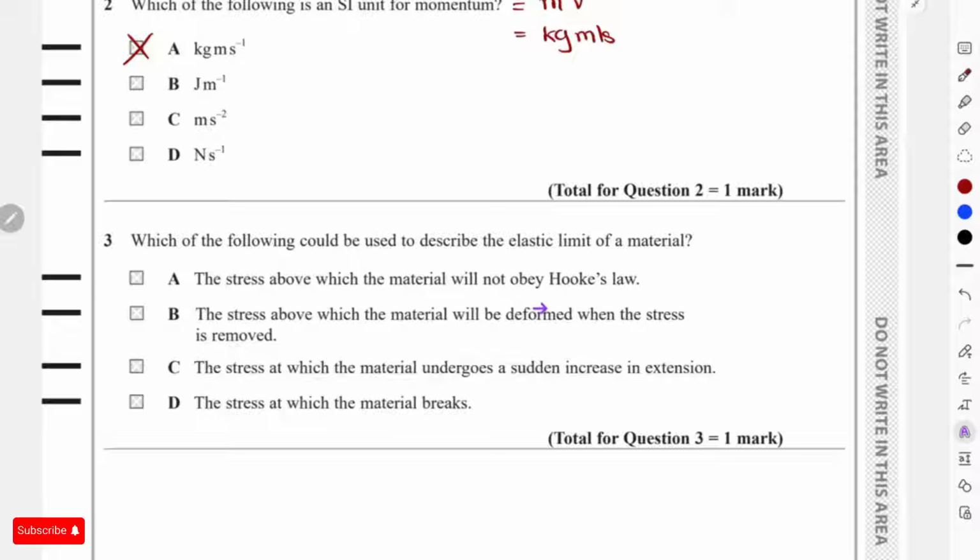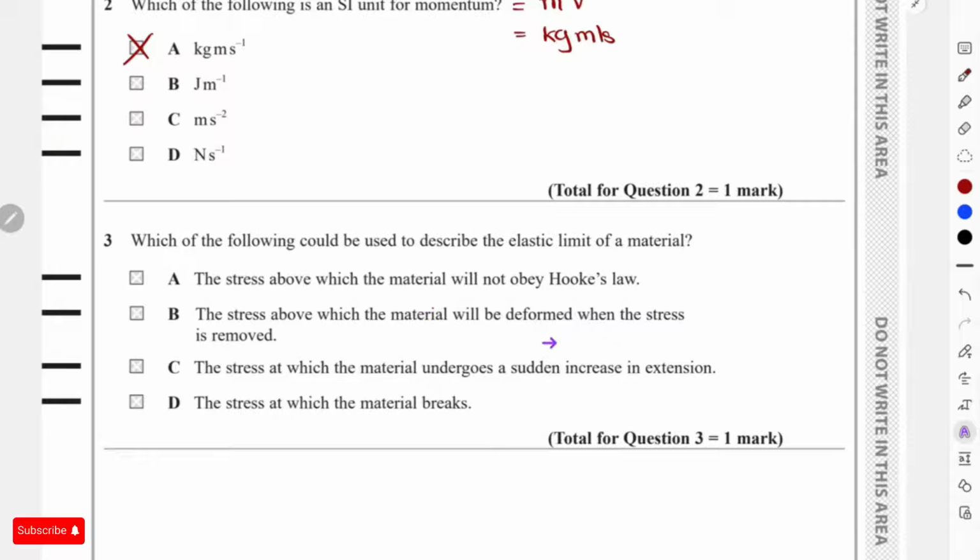Right, so I was actually wrong. This first one, the stress above which the material will not obey Hooke's law. Hooke's law was entirely related to force and extension, right? That is not the indication for your elastic limit. For elastic limit, you have to consider that up to this point, the object will deform temporarily. Beyond this point, the object will deform permanently, right? So this is actually the correct answer.